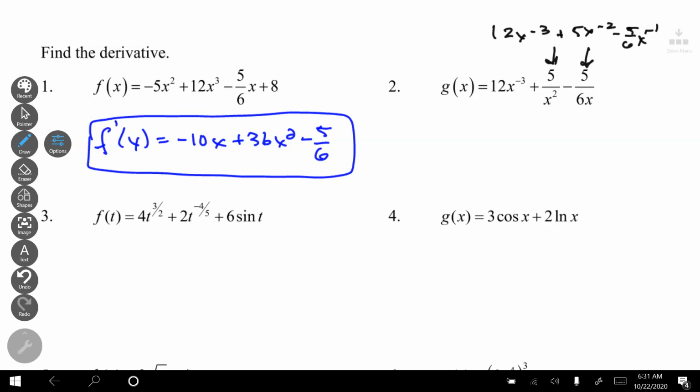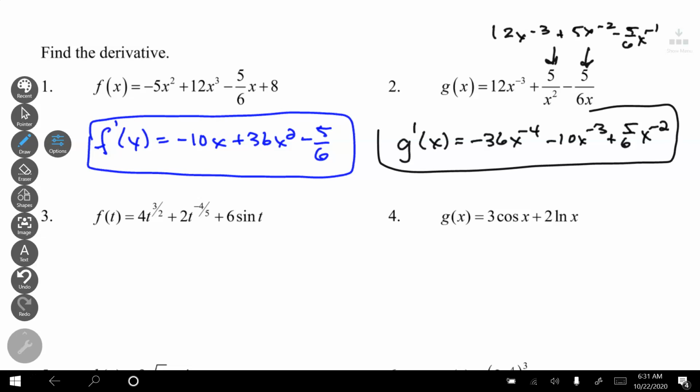to the negative 1. Now I'm going to take its derivative, g prime of x is equal to negative 36x to the negative 4 minus 10x to the negative 3 plus 5 over 6x to the negative 2. Sometimes you have to rewrite things before you can take its derivative.